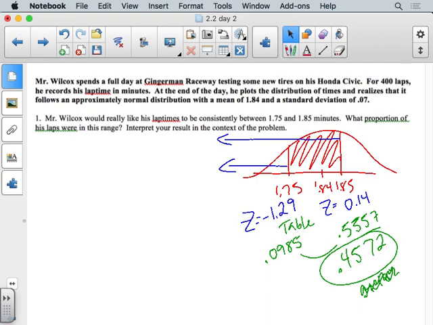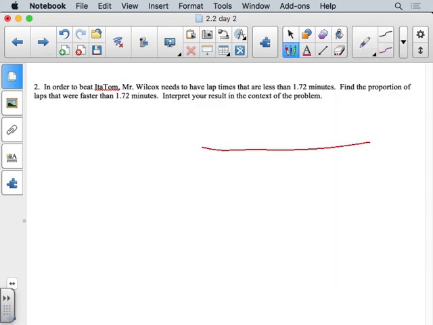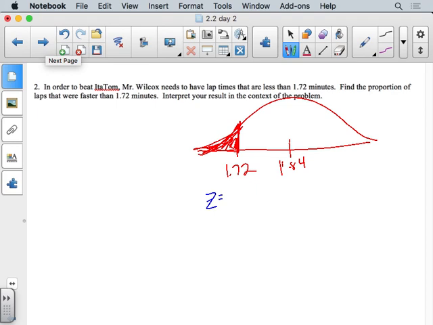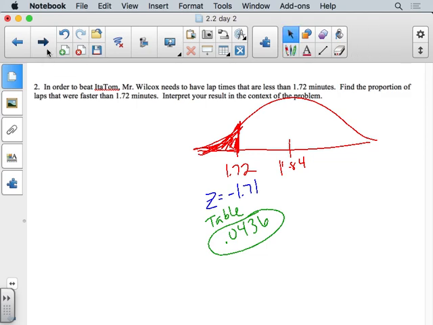Okay, so then, just looking through the next one. I want to be faster than 1.72 minutes. So in this case, being fast is having less time in minutes, so I'm actually wanting the less than value. You calculate a z, which I got of -1.71. Then you look it up in the table, and it immediately gives you that about 4% is less than. And then that's your answer. That one was tricky, because it was talking about faster. But it did want the less than.